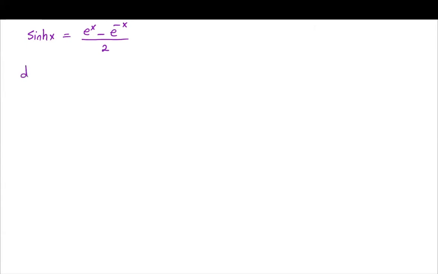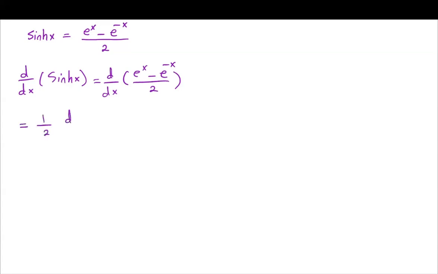So if I ask you to find the derivative of hyperbolic sine, we're going to say that this is just the derivative of e to the x minus e to the power minus x, divided by 2. Or as you remember, you can write this as a half times the derivative of e to the x minus e to the power minus x, or in simpler form, a half times the derivative of e to the x minus the derivative of e to the power minus x.